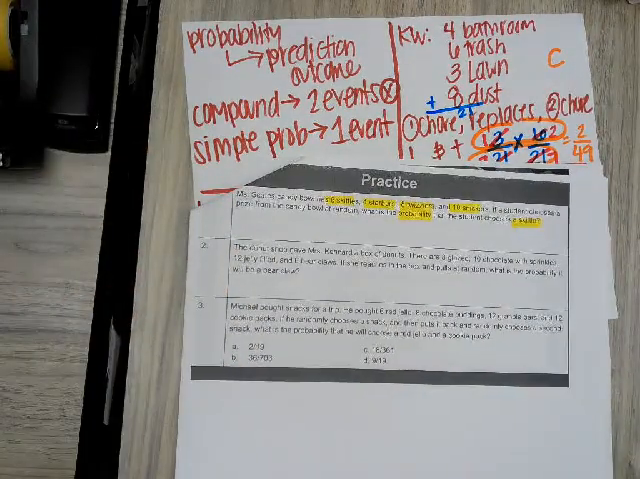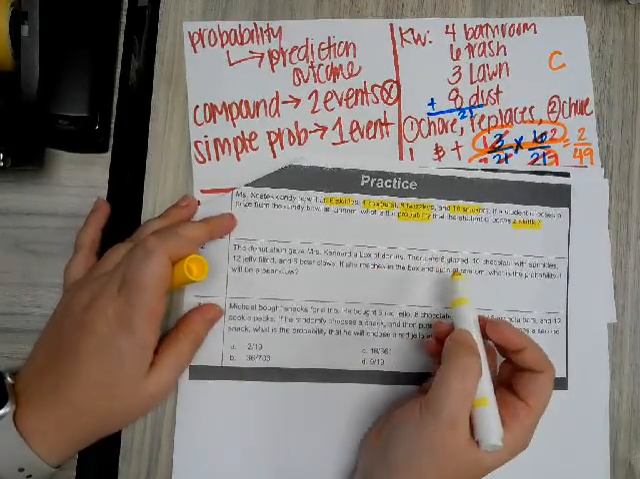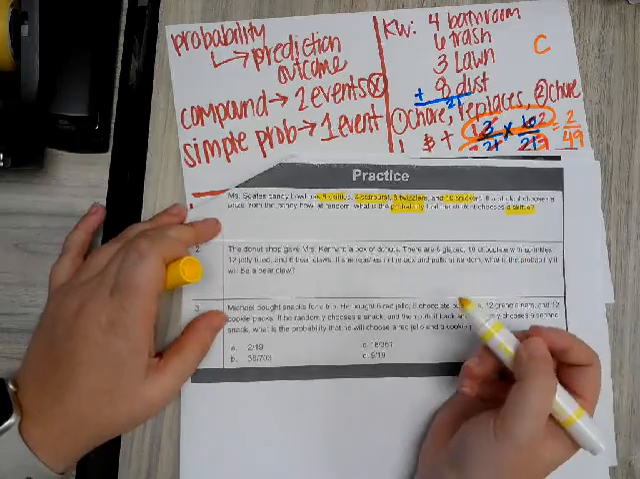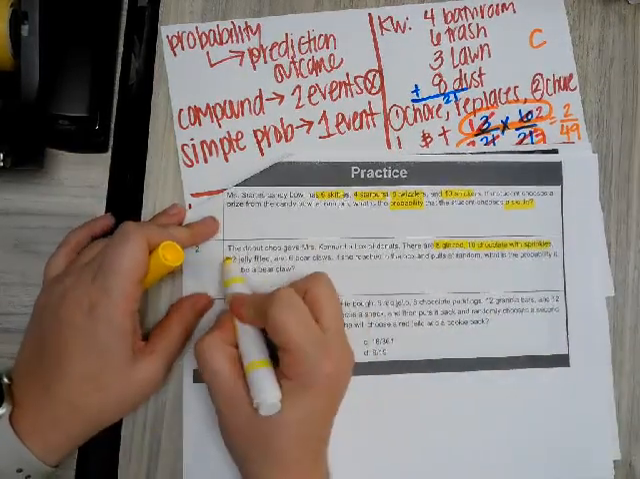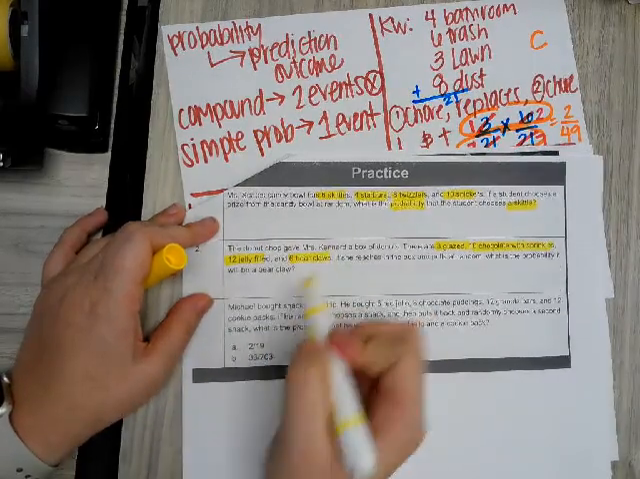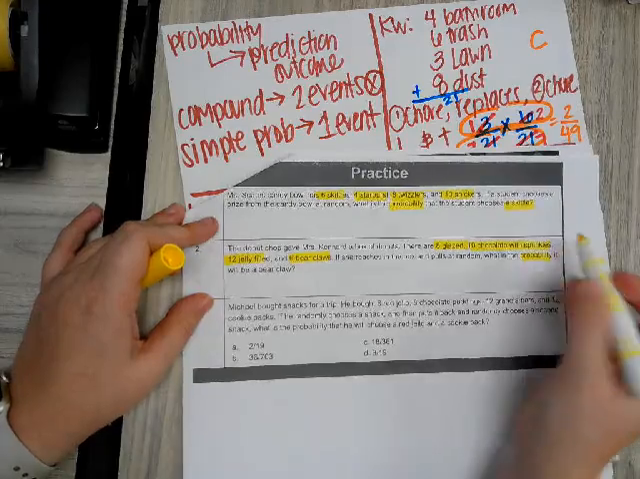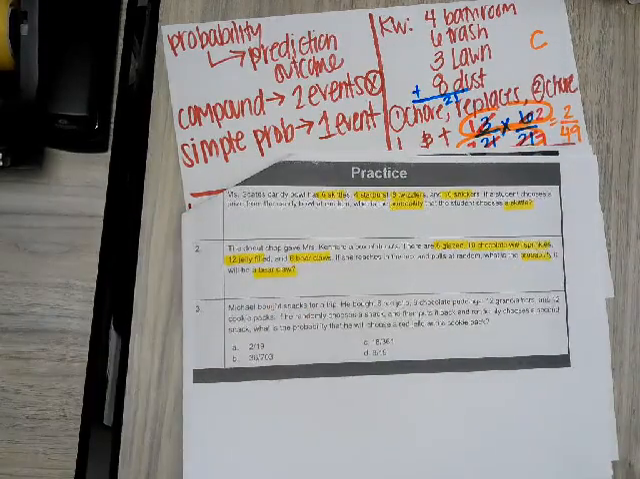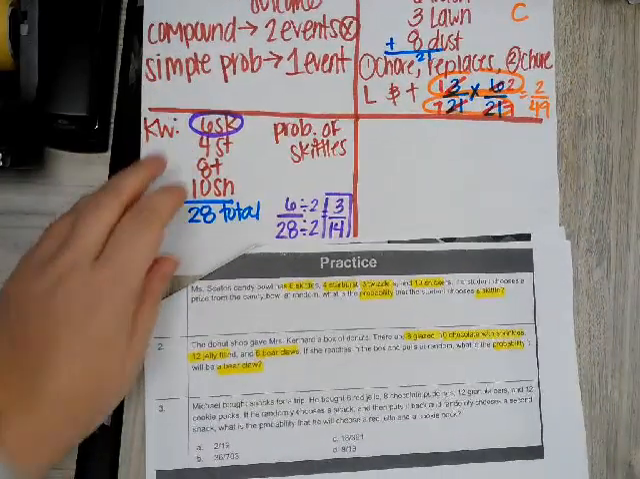Okay, number 2. The donut shop gave Miss Kennard a box of donuts. Shout out to Miss Kennard. Okay, there are 8 glazed, 10 chocolate with sprinkles, 12 jelly filled, and 6 bear claws. If she reaches in the box and pulls at random, what is the probability it will be a bear claw? So let's pick out our keywords.